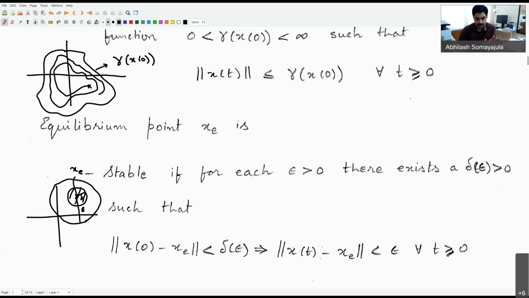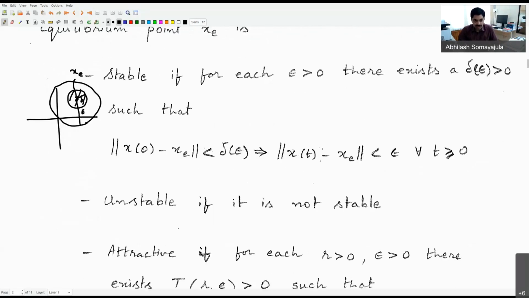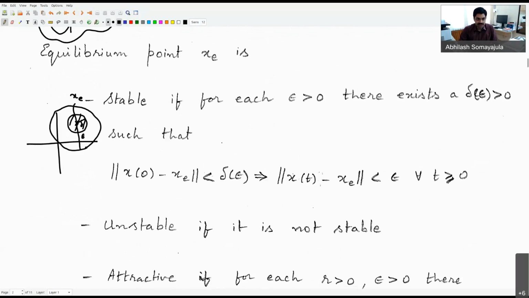Yes, sir. Everybody is comfortable with the idea? Stability does not necessarily mean that we have a direct convergence onto the equilibrium point. Okay. All right. And so that's a stable equilibrium point.